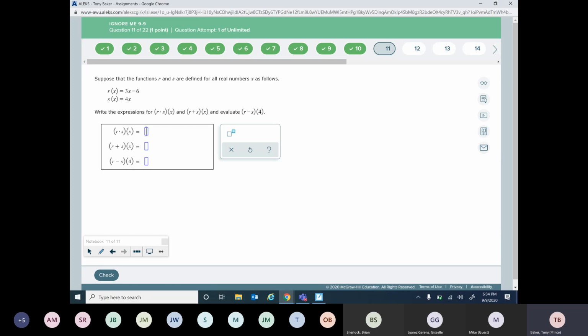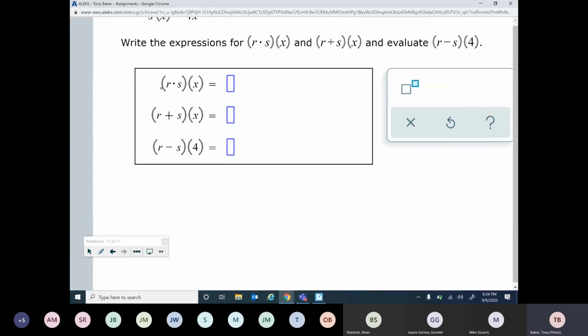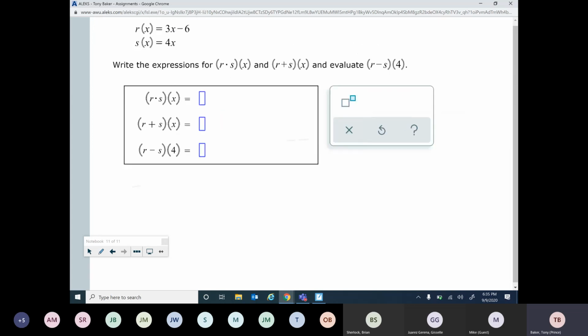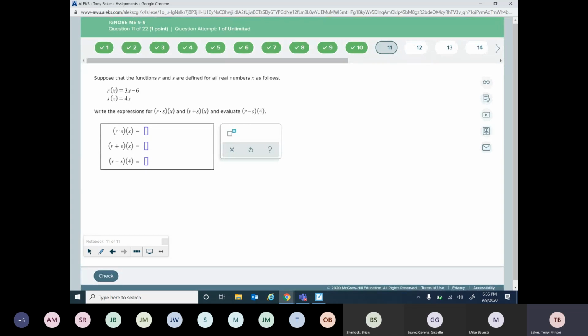All right, so now this topic, this is where we start to put functions together. So basically, this piece over here. When it says, that first one says r times s, all I'm doing is multiplying the two functions. R plus s, I'm adding the two functions. R minus s, I'm subtracting the two functions. But this one, notice the first two have the x. This one has a 4. So they want me to subtract the two functions and plug in 4 to them to find the answer. So this one's expecting an actual numerical answer at the end, where the first two are actually just expecting the equations.